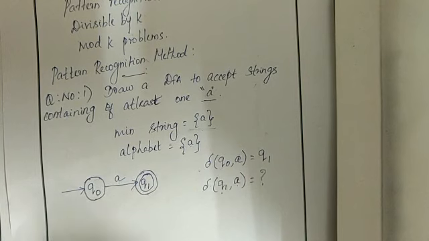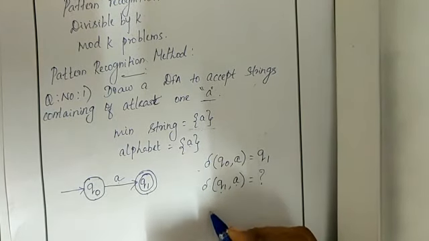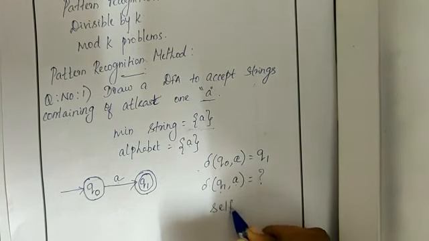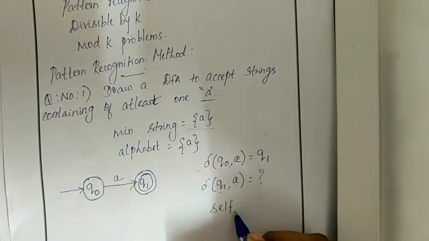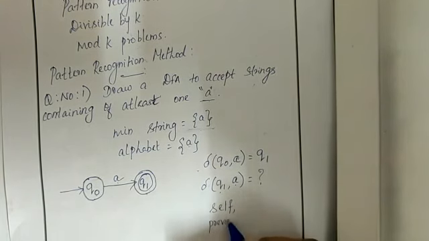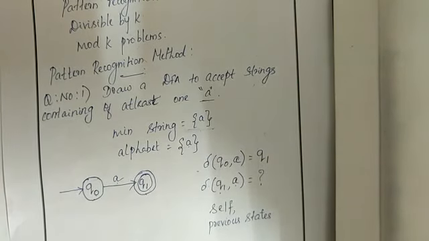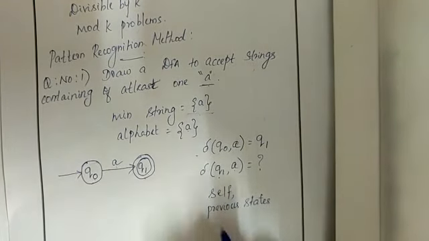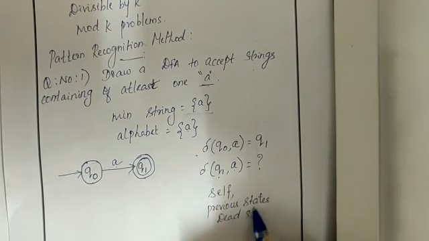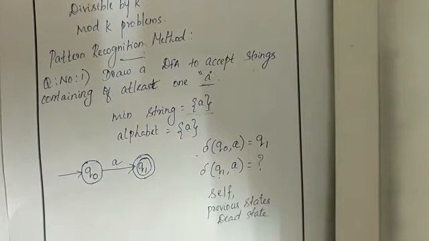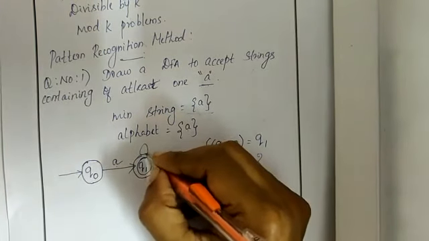To find out this transition, first I have to mark a self loop. If a self loop is not possible, I have to move to previous states one by one. If that is also not possible, I'll be moving to my dead state. Now, I'll use a pencil and mark this self loop first. What is a self loop? A state taking an input and staying in the same state. This is my self loop.